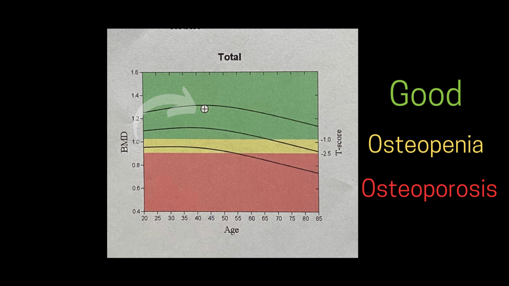So if you're in that green, great. Your bones are healthy and you need not worry. If you start to fall into these yellow and these red ranges, then you should be aware that your overall snapshot of the bone of your whole body is not as good as it could be.